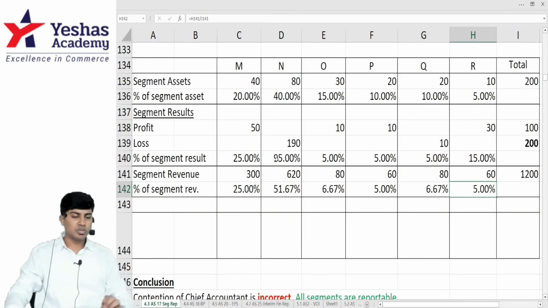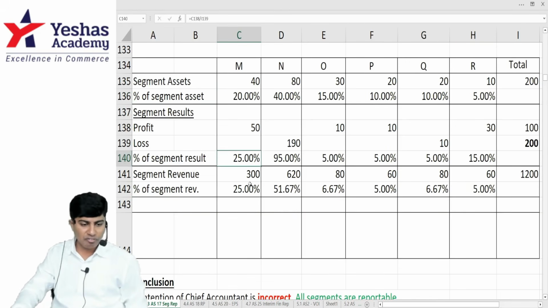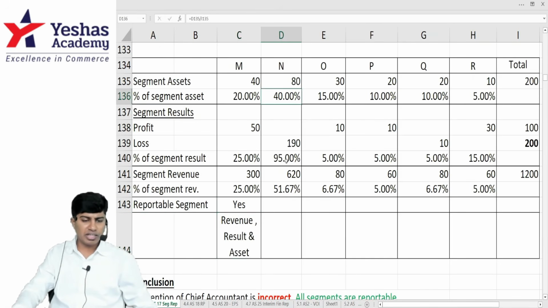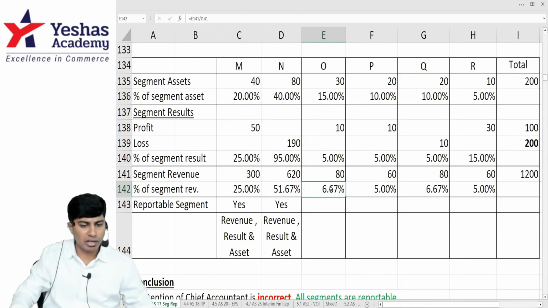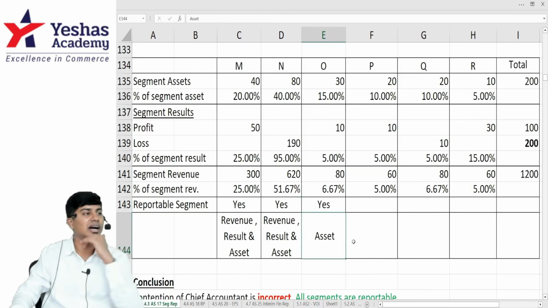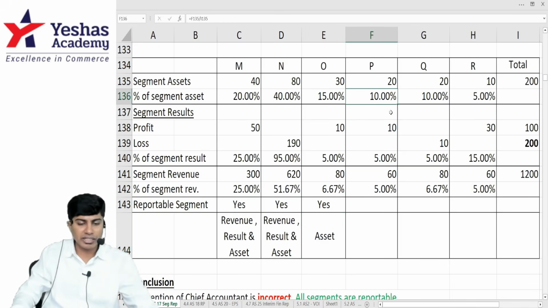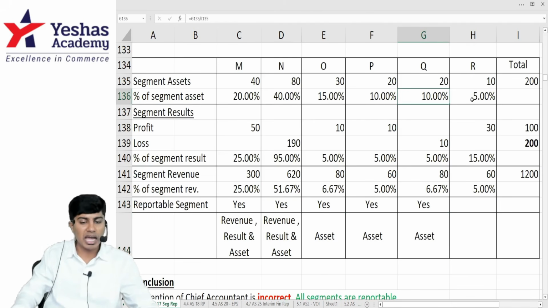Fine. Now check the basis here. 20, 25, 25. Reportable. Yes. Basis, all three: 40, 95, 51. Reportable. Yes. Condition, all. 15, 5, 6.67. Reportable, but based on asset criteria. How about P? 10, 5, 5. Reportable, based on asset criteria. Q, reportable based on asset criteria, 10% here. R, not reportable based on asset. Reportable based on result, not reportable based on revenue.